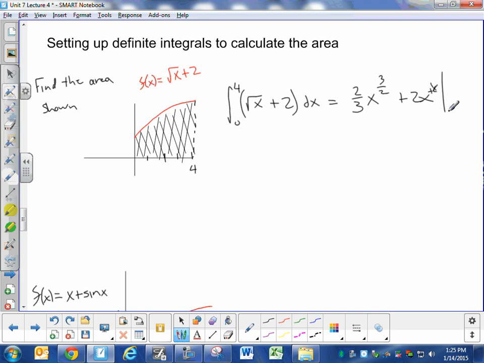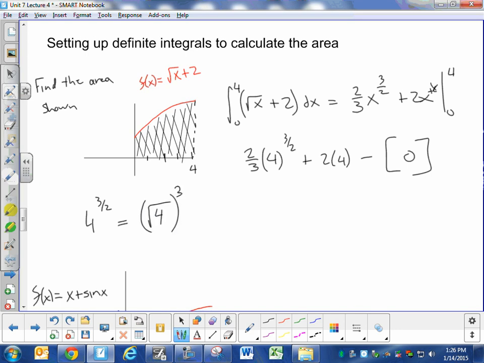Plus C, but you don't need it. Remember, you can rewrite 4 to the 3 halves as the square root of 4 cubed, or 4 cubed square rooted. Either way, you get 8.